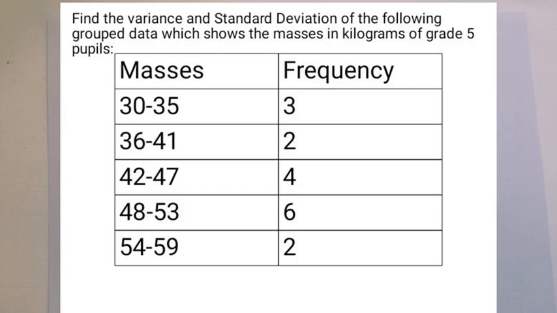So to attempt this question, we are going to come up with a table that will have columns for classes, a column for midpoint, a column for frequency, a column for product of midpoint and the frequency, and a column for mean deviation, the deviation of the mean from the values of x, and then the square of the mean deviation. And then lastly, we shall have a column that will have the product of the frequency and the mean deviation squared.